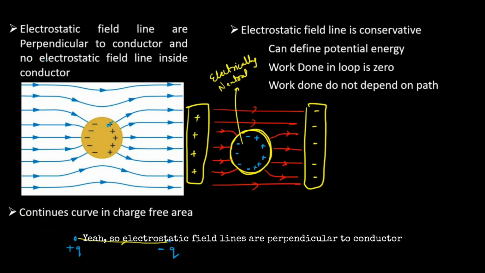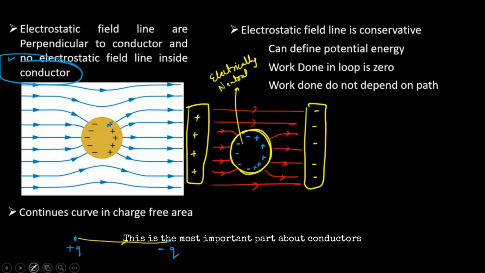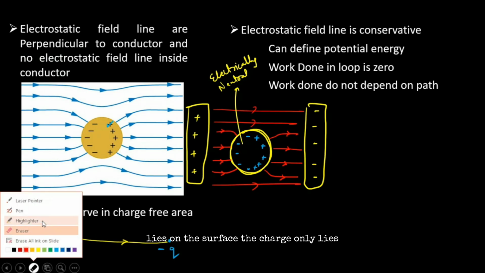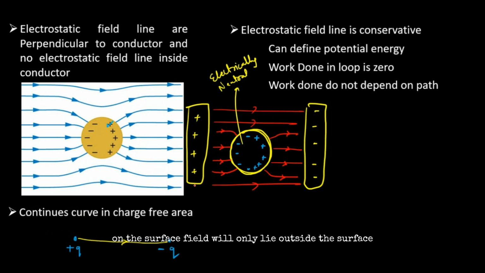So electrostatic field lines are perpendicular to the conductor, and there is no electric field line inside the conductor. This is the most important part about conductors. As I told you in the last class also, if this is a conductor, we will never draw a field line into it. There is no field line inside the conductor because we already studied that charge only lies on the surface. So if charge only lies on the surface, the field will only lie outside the conductor. These are perpendicular to the conductor always.